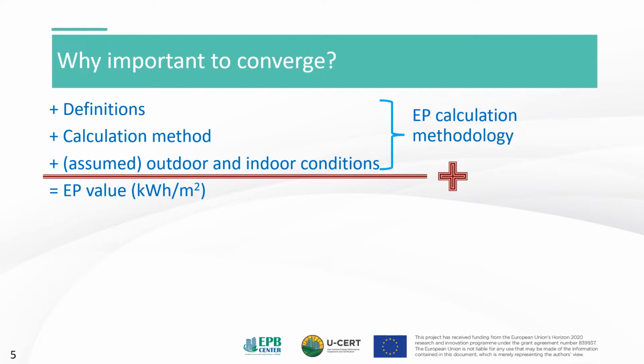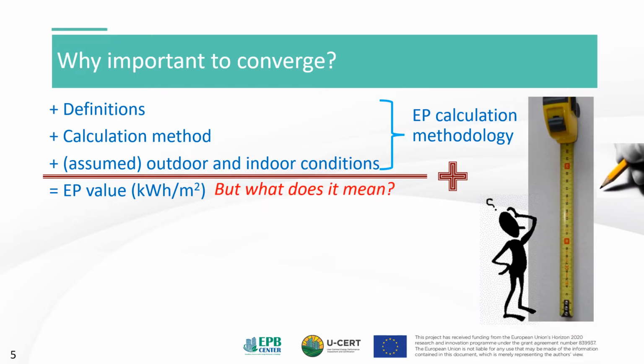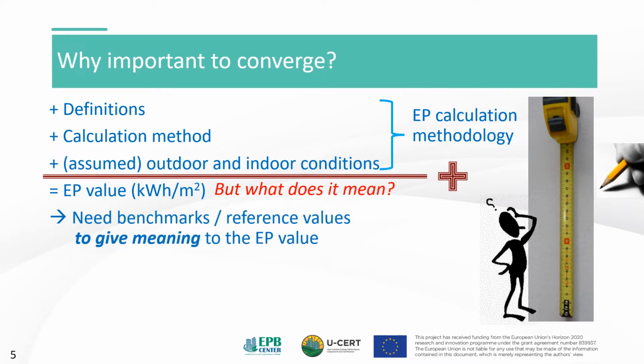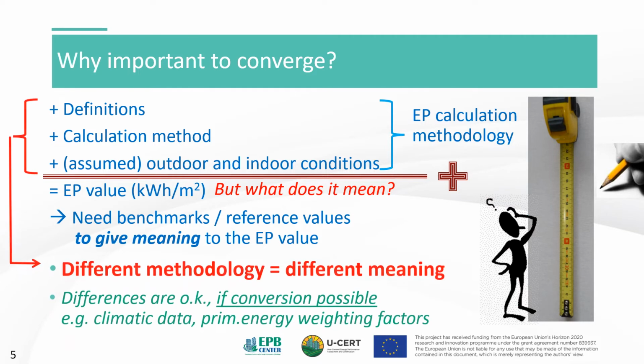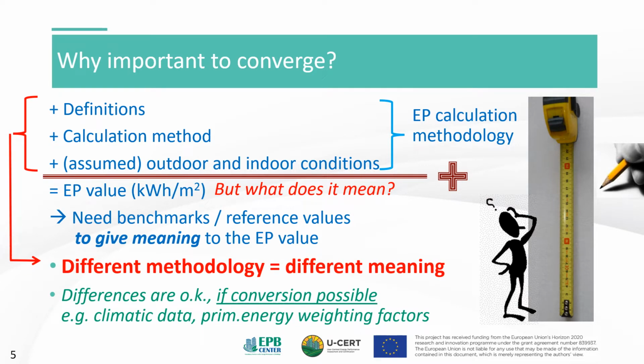And as you see, we included also the definitions, because if you change the definitions you also change the energy performance value. But still you have an energy performance value, but it has no meaning if you don't have a scale. So you need benchmarks, reference values, to give a meaning to the energy performance value. And this implies that if you have a different methodology, you also have a different meaning. So if you change the definitions, you have a change in methodology, you have a change in the meaning, and the output cannot be compared.